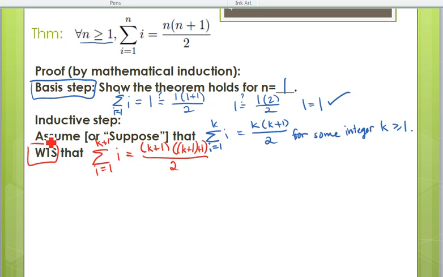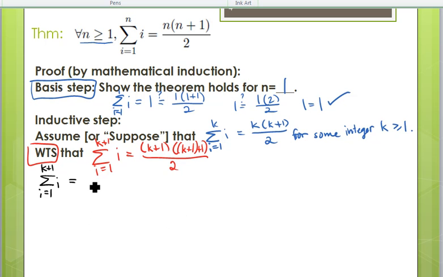Alright, so we're going to start with what we have to work with here in our assumption. So let's start with the left-hand side of our want to show, and we're going to try to see if we can come out with the right-hand side of the want to show. So starting here, we're going to say, okay, the sum i equals 1 to k plus 1 of i. And we can't just write the right-hand side of the want to show, because that would be just assuming that what we want to show is true, and that's what we're trying to show.